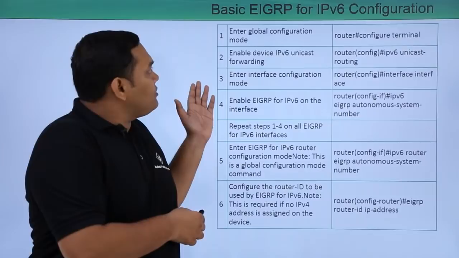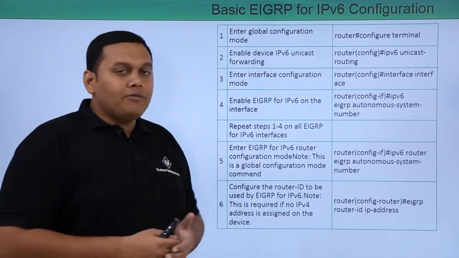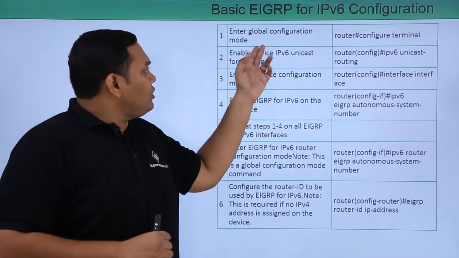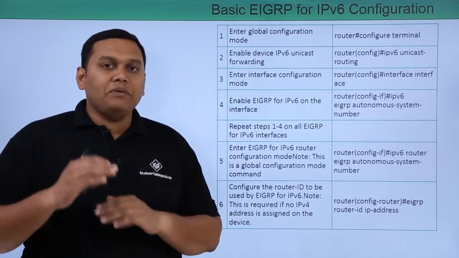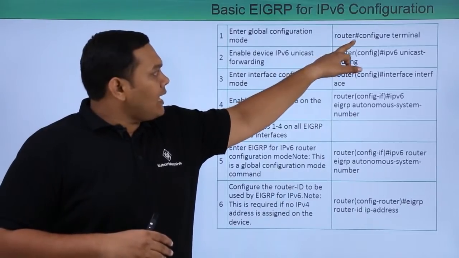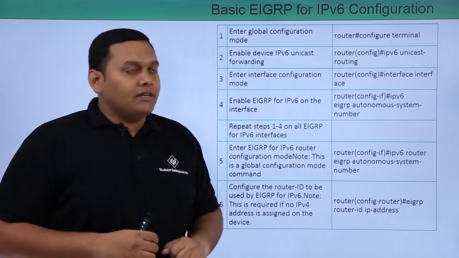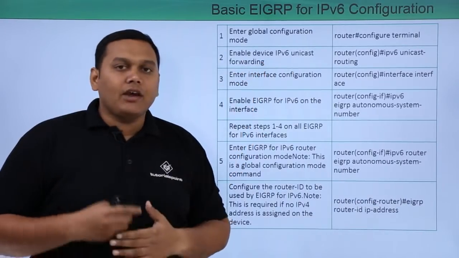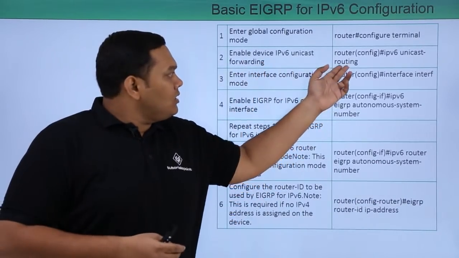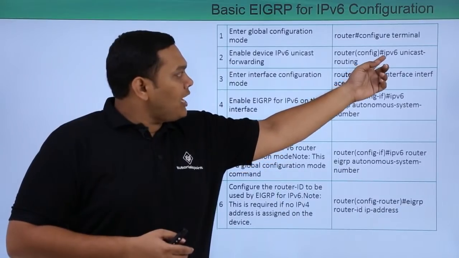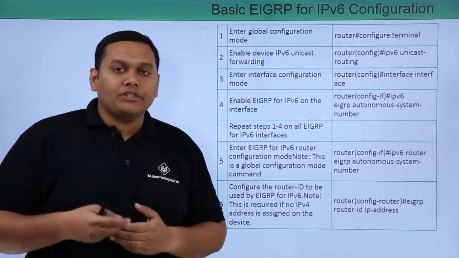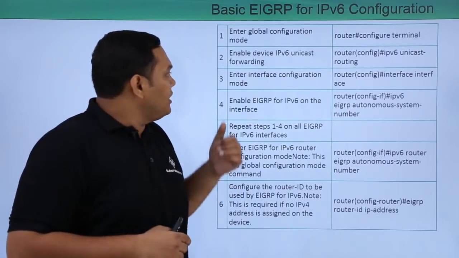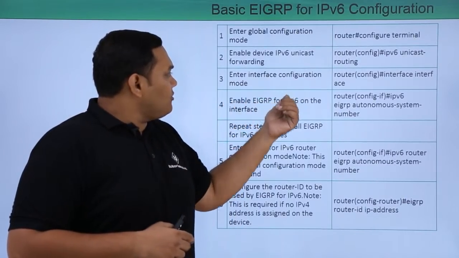In the table, for the basic EIGRP for IPv6 configuration, the first step is to enter the global configuration mode and type the command router name / configure terminal, and then enable IPv6 unicast forwarding on the device. You have to type the command in router configuration mode: ipv6 unicast-routing. So, you have to mention the routing type, which is unicast routing here. The third step is to enter interface configuration mode.